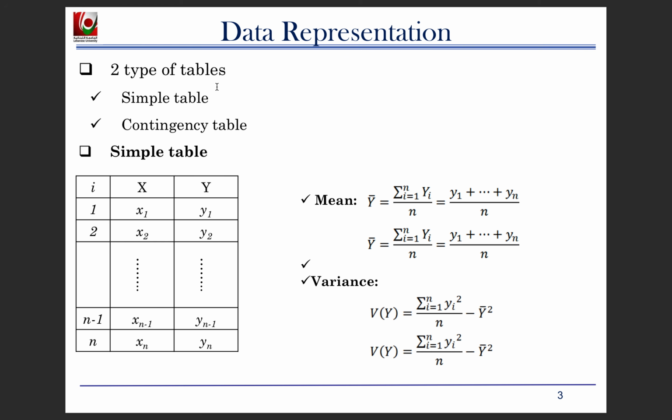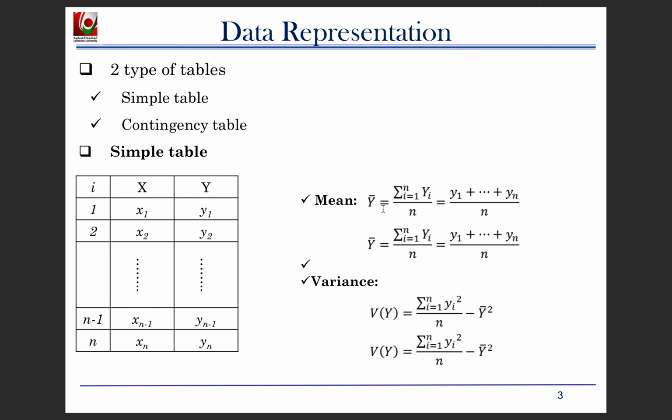Now for the tables, I have two types of tables: the simple table, which I call the normal table, and the contingency table. Let me start first with the simple table. I have the same sample size, the same number of values, for x and y. For example, if I have n values for x, for sure we have n values for y. This is the table: x1 y1, x2 y2, up to xn-1 yn-1, xn yn. If we have 10 values for x, for sure we have 10 values for y, always the same number of values.